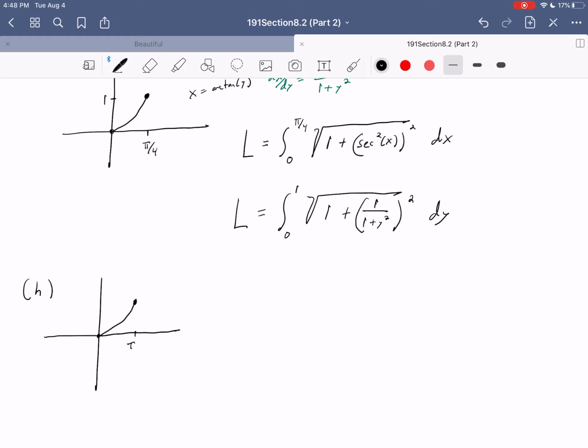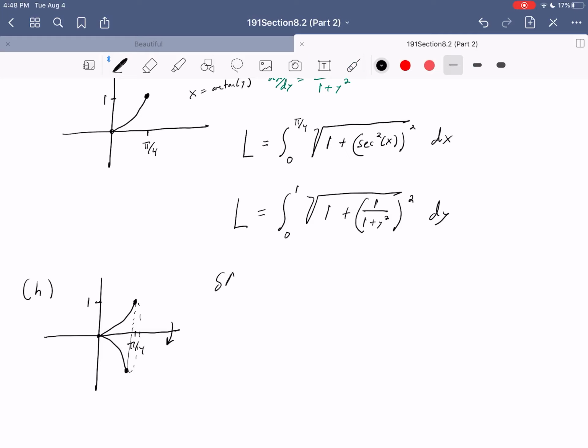Okay, there's pi over 4, there's 1. Now we're revolving around the x-axis, so we're getting something that looks like that. So the surface area we're looking at is the stuff that is spun around outside there. So let's go ahead and take a look at that.